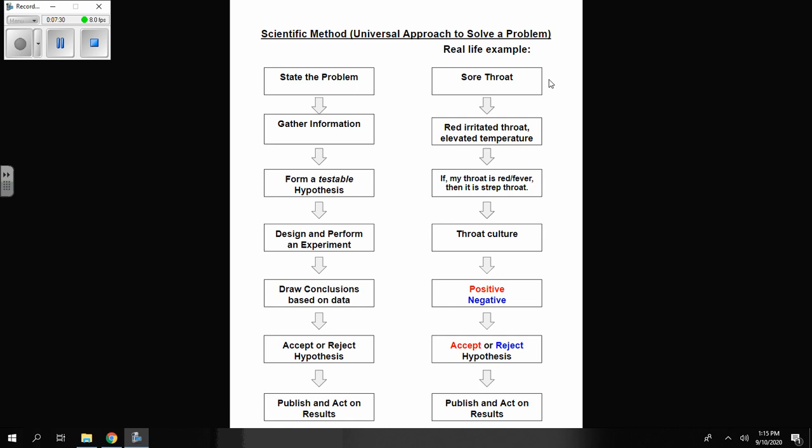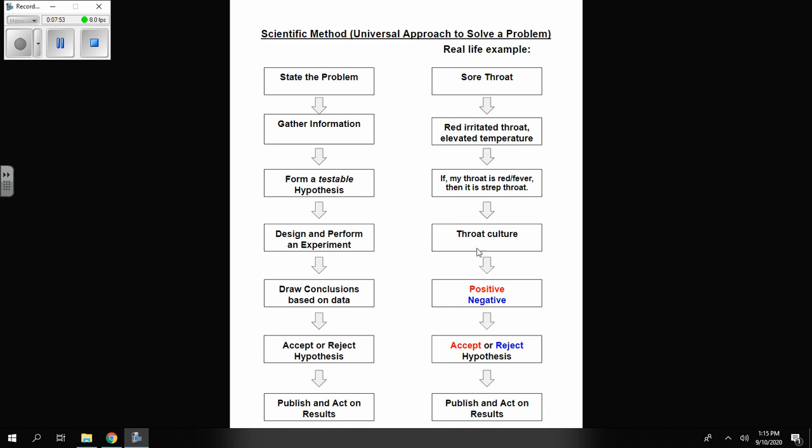State the problem. So you wake up, you have a sore throat. Gather some information. You look in the mirror. Oh, it's red. It's irritated. You have a temperature. Maybe you end up not going to school. You end up at a doctor. Form a testable hypothesis. If my throat is red, fever, then it is strep. Maybe the doctor makes that or the nurse.